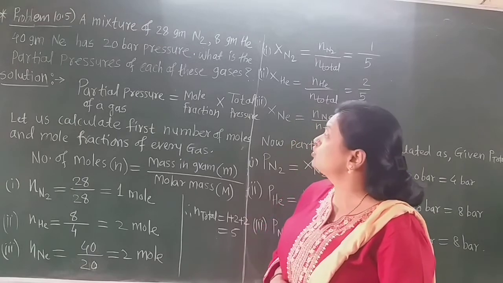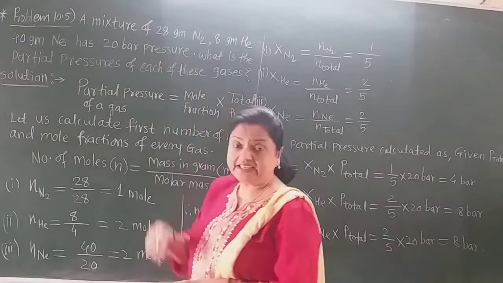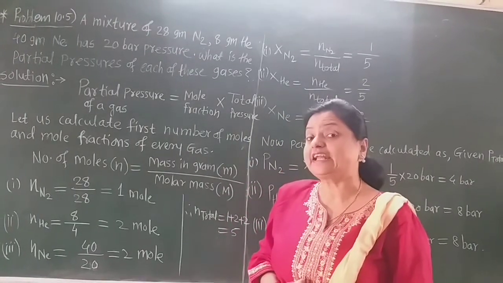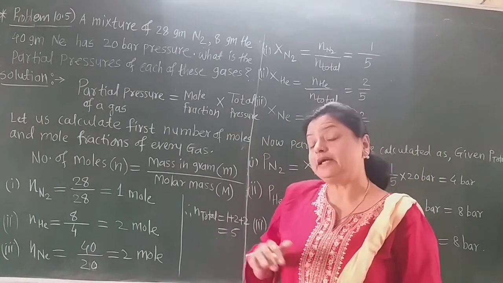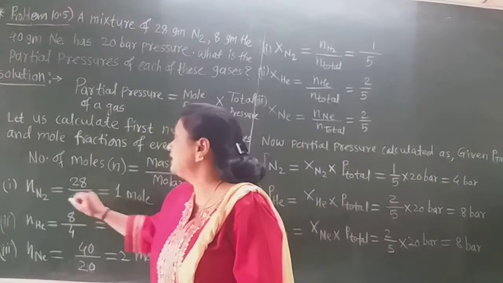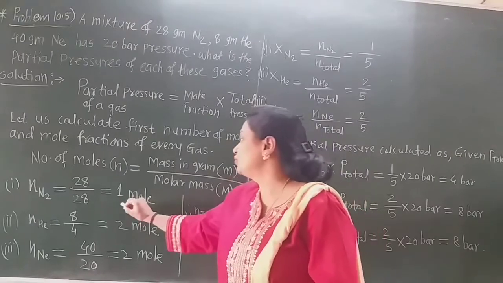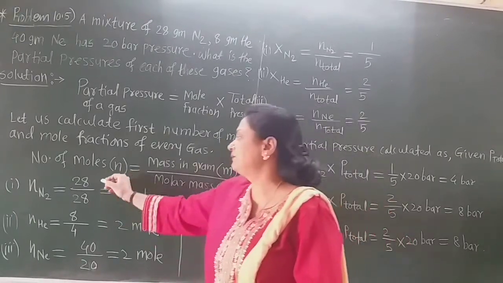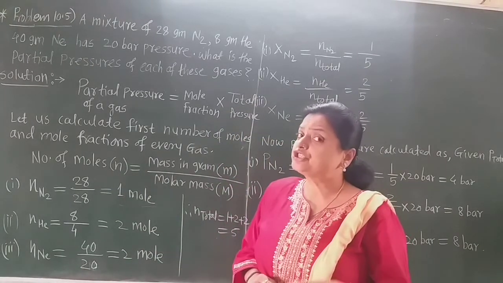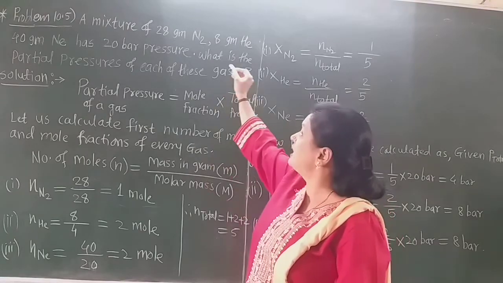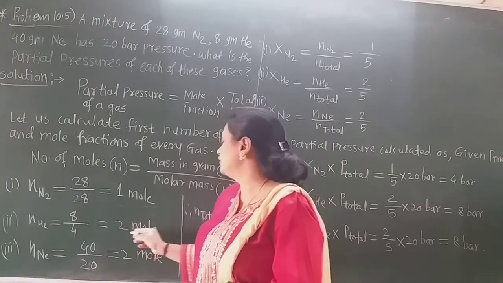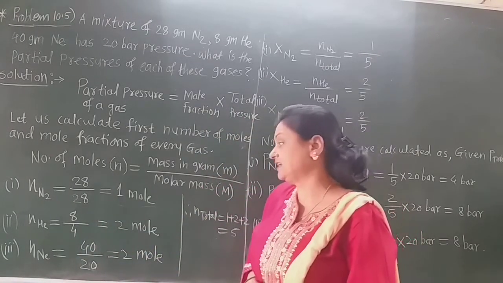The mass of the nitrogen gas given here is 28 gram, and we know that the molar mass of nitrogen is also 28 gram: 14 is the atomic mass multiplied by 2, that is 28 gram. So the number of moles of nitrogen is 28 divided by 28, that is 1 mole. The molar mass of helium is 4, and the mass of helium given is 8 gram, so 8 divided by 4 is equal to 2 moles of helium gas.